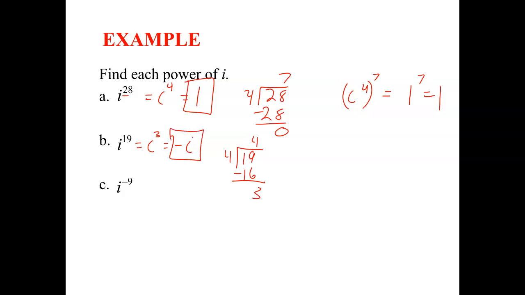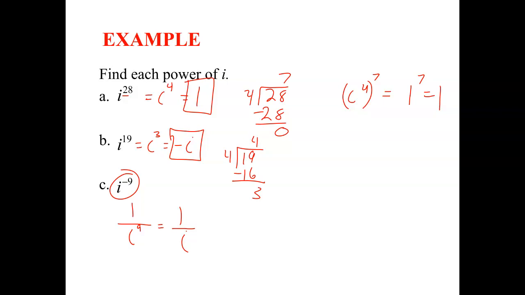Make sense? Okay. Now, I have to deal with that -9. Do you remember what I do when I have a negative exponent? 1 over i to the 9th. So 1 over i to the 9th. But I'm going to do the same thing. If I divide 9 by 4, what's my remainder? 1. So it's 1 over i.